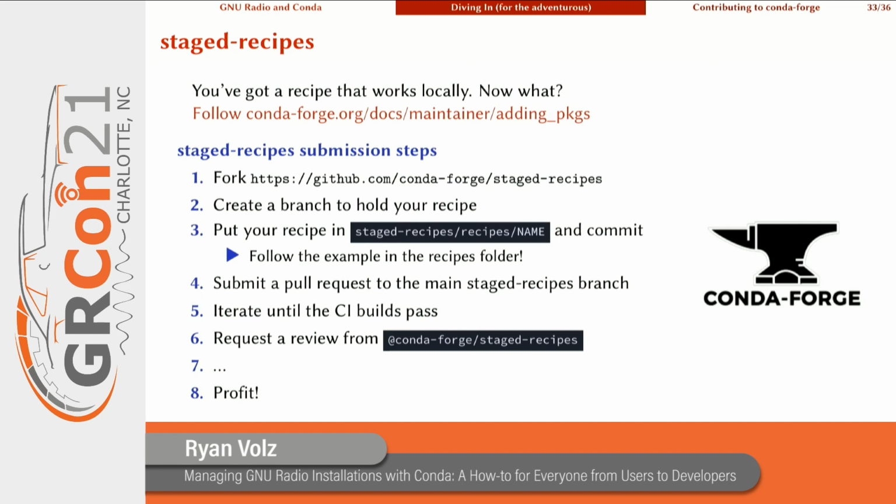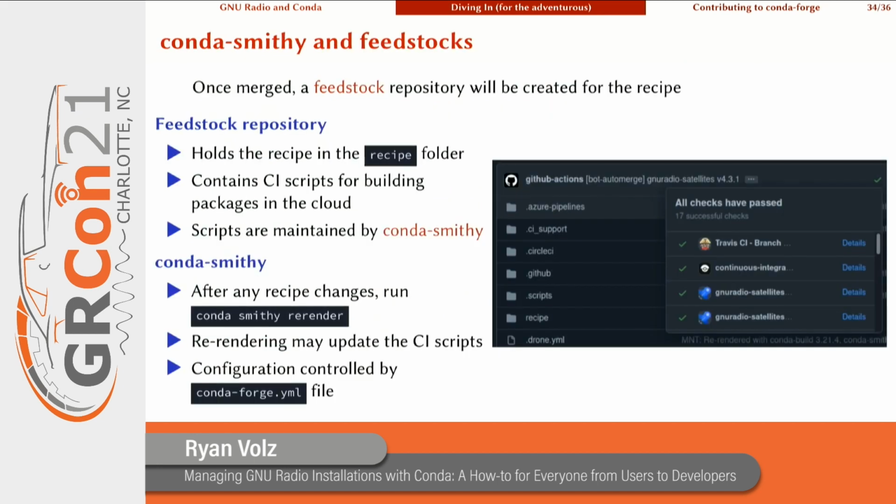And then you'll iterate on that pull request until the CI builds pass. And once those are green, you can request a review from the staged recipes review committee. And if they accept and merge your package, then you'll be ready to move on to the next step, which is maintainership. Once a recipe is merged into conda-forge, a feedstock repository will be created to hold the recipe.